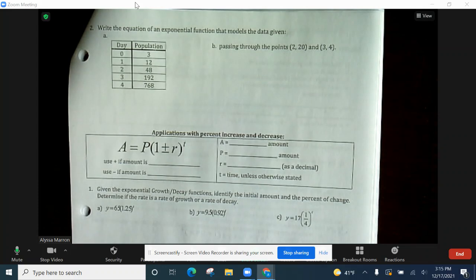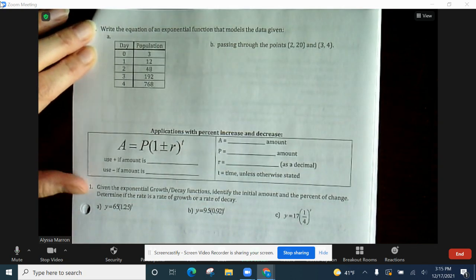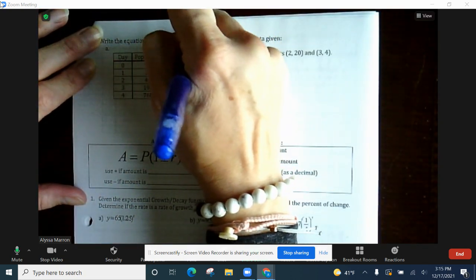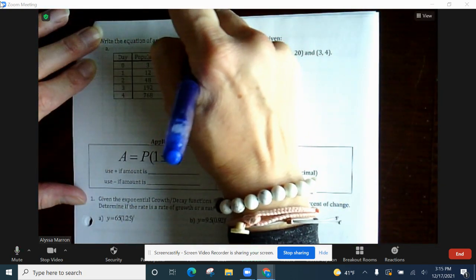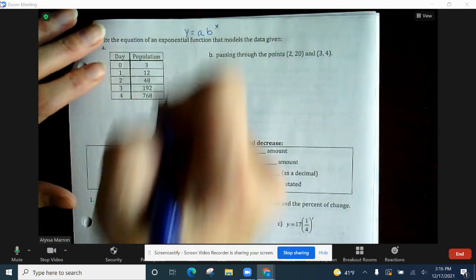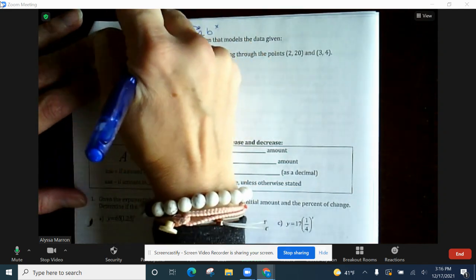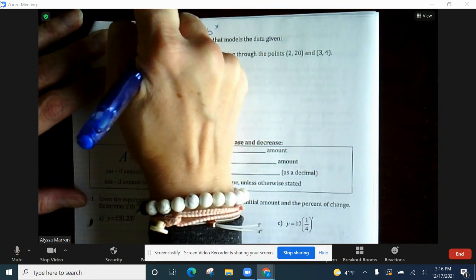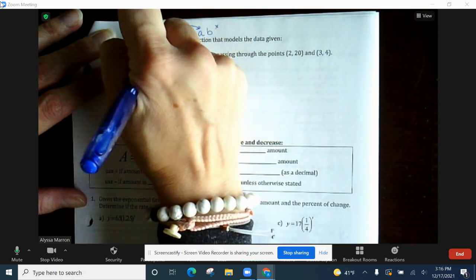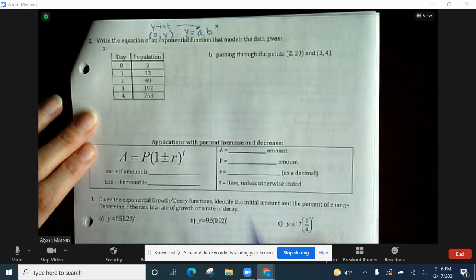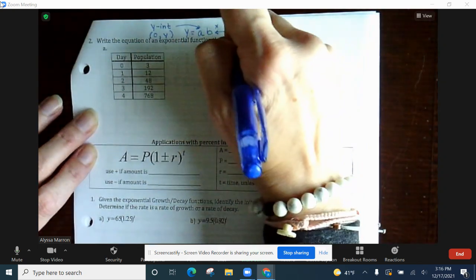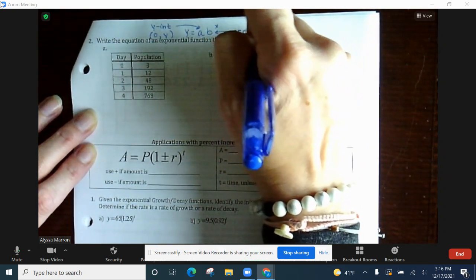On the next page, you're given some information and you're being asked to write the equation of an exponential function. So remember, we're just going back to our y equals a times b raised to the x, where a, again, is our y-intercept. And our y-intercept will always be in the form of 0, comma, and then that y value. And then as far as the b, that's our base, which is our growth or decay factor.